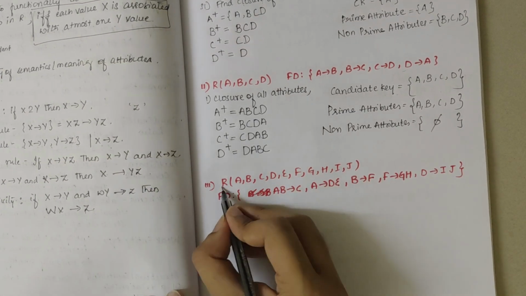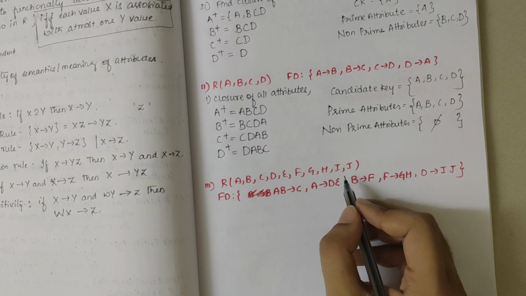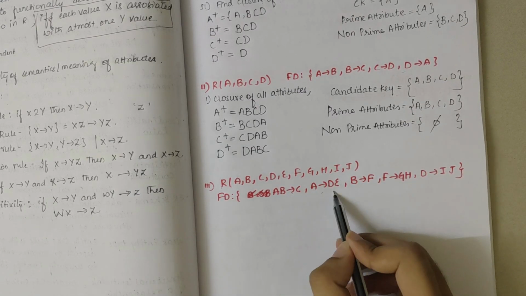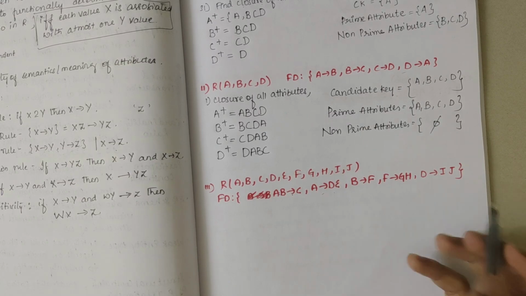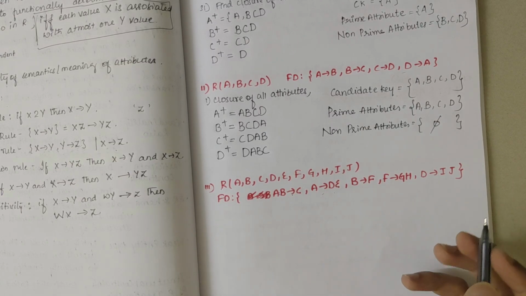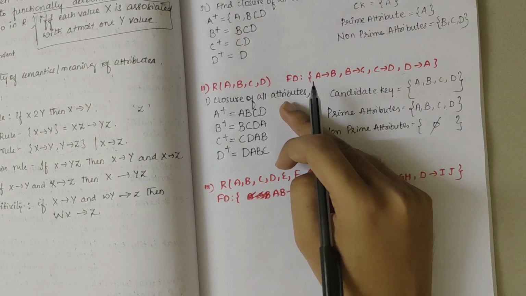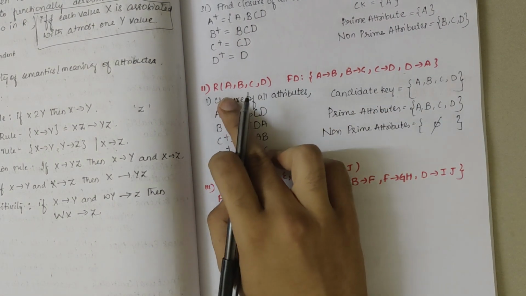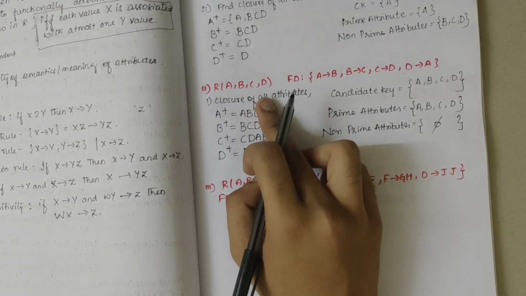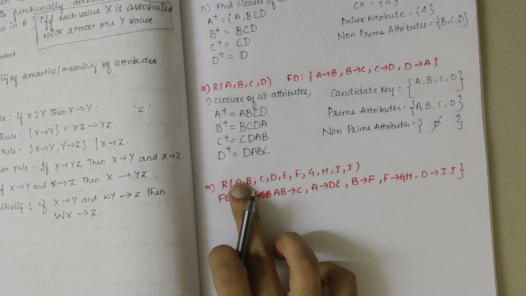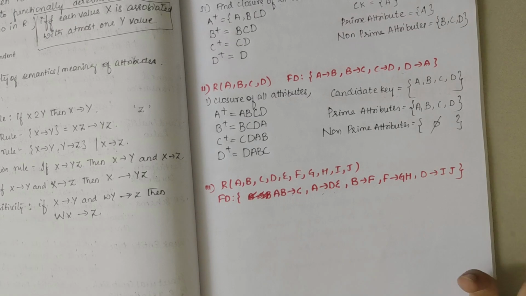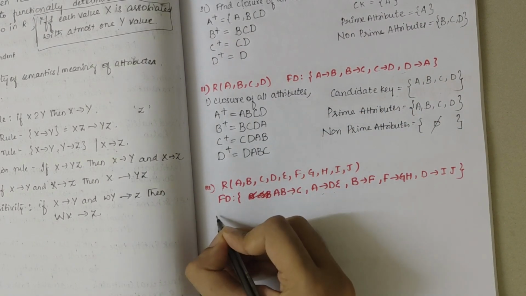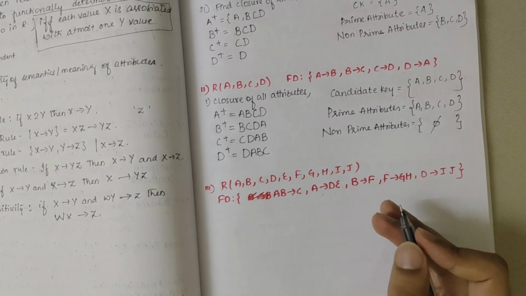Third question, the relation has A, B, C, D, E, F, G, H, I, J, and then the functional dependencies here are A, B determines C, A determines D, E, B determines F, F determines G, H, and D determines I, J. So in the previous questions, what we did, we found closure of all the attributes, right? Because it was easy. Here there were only 4 attributes and it was easy to find closure. But now here we have A to J, it will become lengthy. So the one more step or a shortcut for that is we'll look into the RHS part.